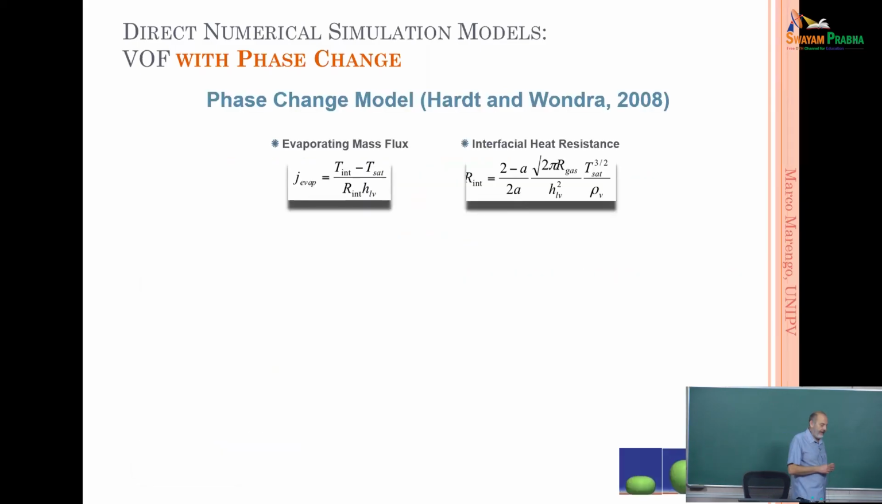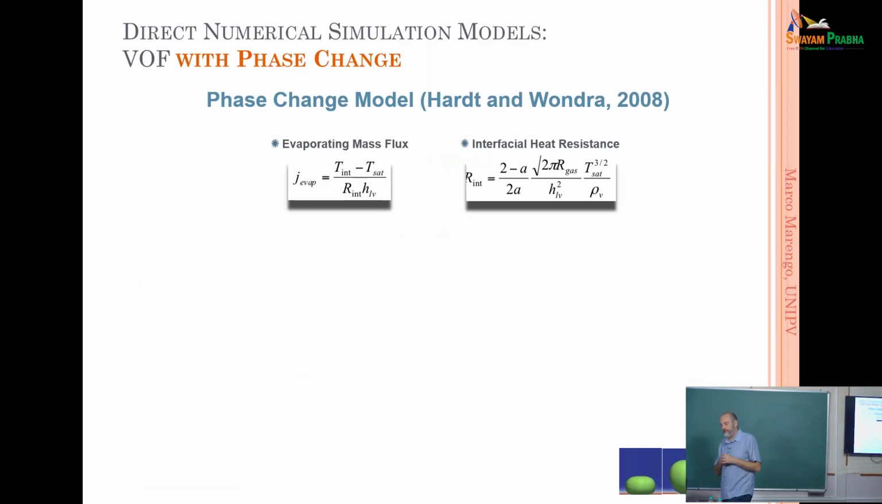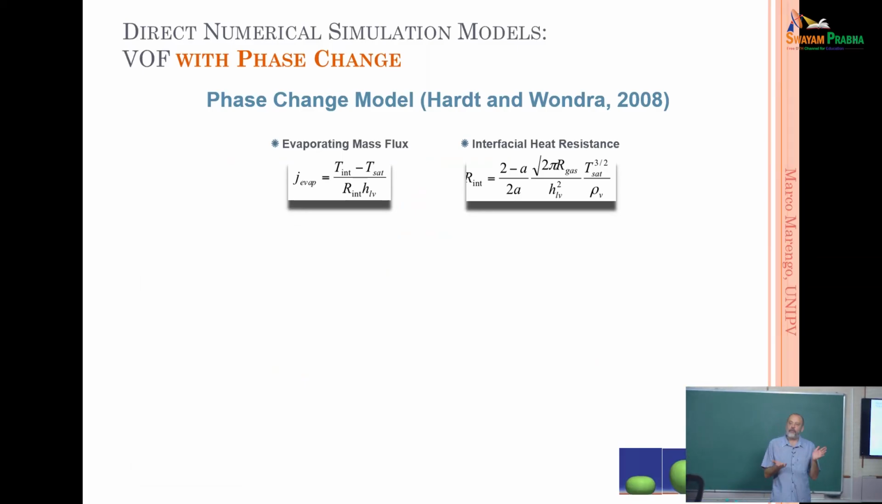When we need to consider phase change and we have the energy equation, one of the very critical points is to understand how we can calculate the rate of evaporation, for example. We have a droplet that is evaporating, and we would like to know how much mass is passing from the liquid to the vapor through the interface.